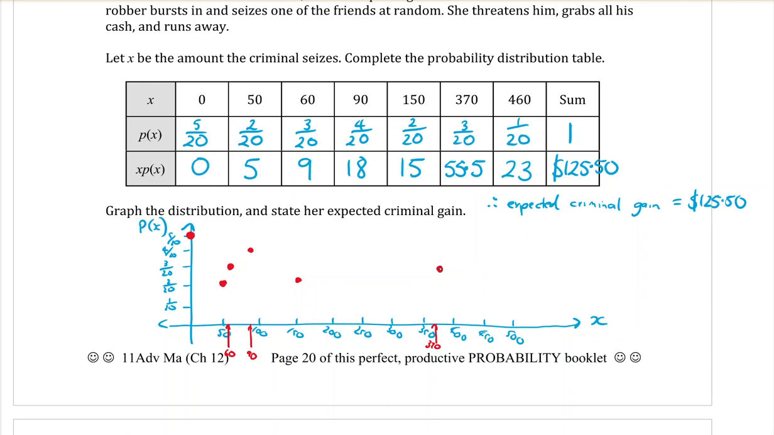And 460 is going to be 1 out of 20. Okay, so that is the graph of our distribution. You can see that we are no longer uniform. There is a bit of variance. Getting into our next exercise, because variance is talking about how spread out those dots are, and that will be coming up in 13C. Okay, so that is the graph.